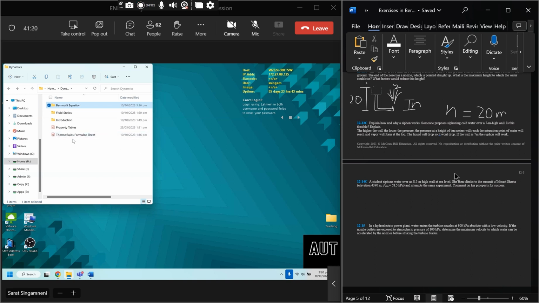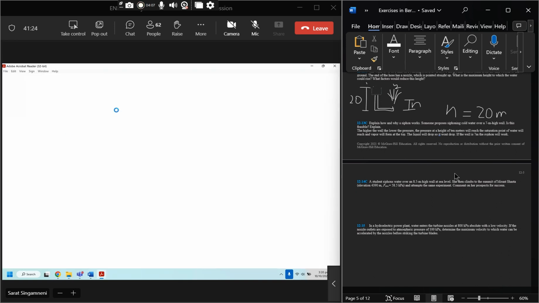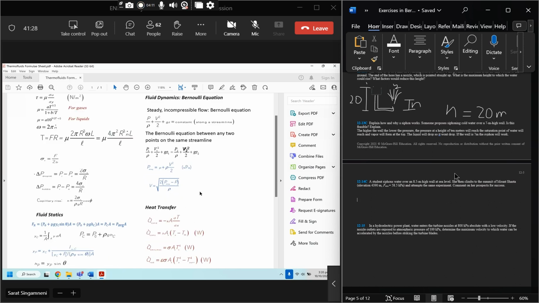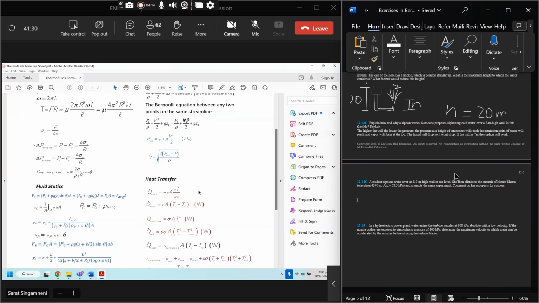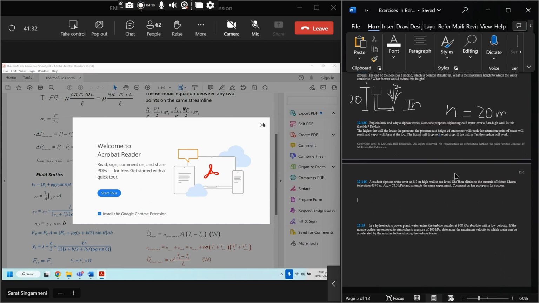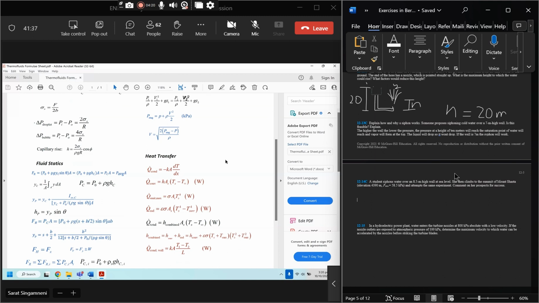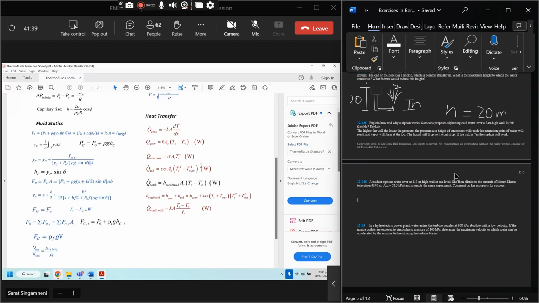But this is the formula sheet. It looks a bit too much and too cluttery, but that is what it is. You can just have a look at it. We'll be referring to this often when we are solving problems today.